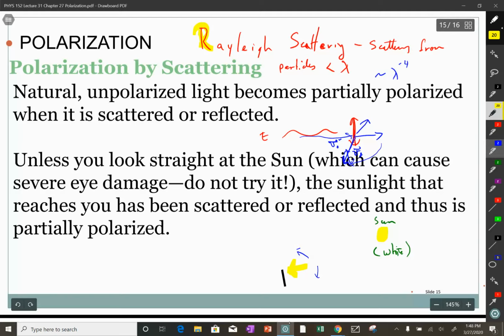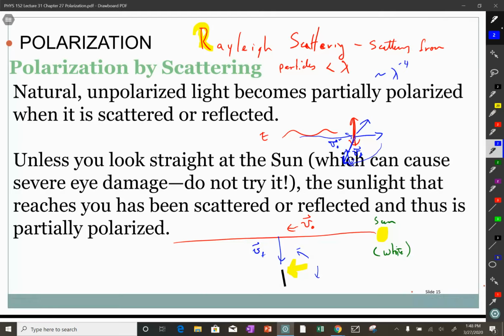But let's say I look overhead in my picture. If I look overhead, then the light from the sun, which I will draw as red, came like this, and the scattering from overhead comes like this. So I see that blue light scattered away. But because this original velocity is perpendicular to this final velocity, then it has to be polarized in the direction that's perpendicular to both of those, which is, in this case, the direction going in and out of the screen.